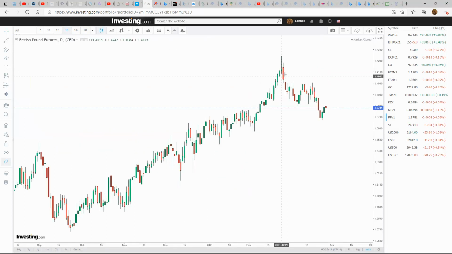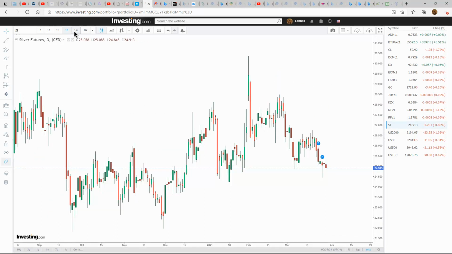On the daily, we're still heading to the downside, so I'm not seeing a turnaround at this point. Maybe a little bit of strength short term, very short term, but more continued weakness going into the rest of the week. So weakness in the British pound overall.